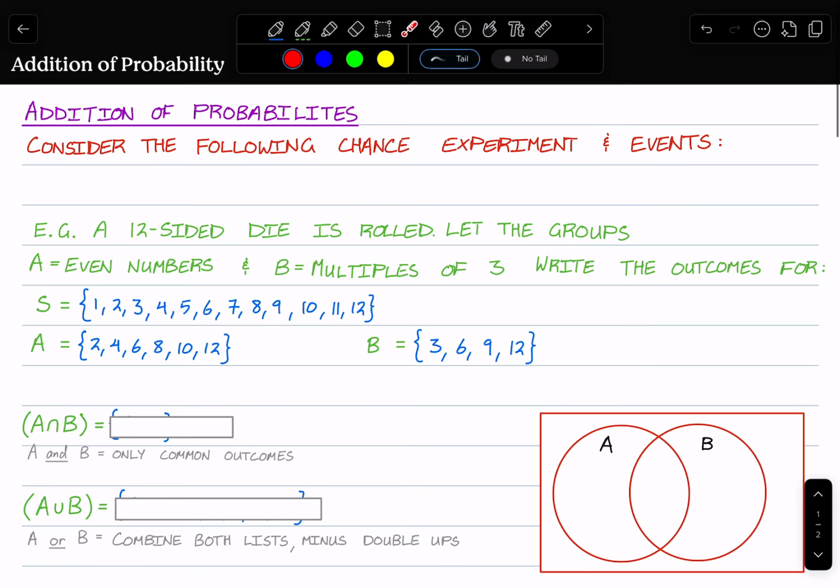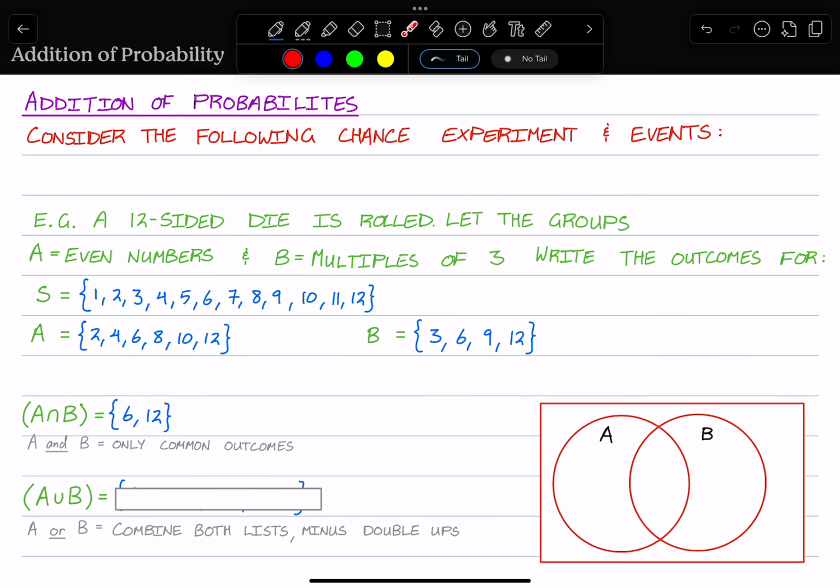From here, we want the intersection, A and B, so only common outcomes. We can see that the common ones are multiples of 3 that are also even. You can see that these two, 6 and 12, are found in both lists. Those are the intersection, and the union is both A and B combined, but we subtract the double ups, meaning we wouldn't count 6 and 12 twice. So there we have it.